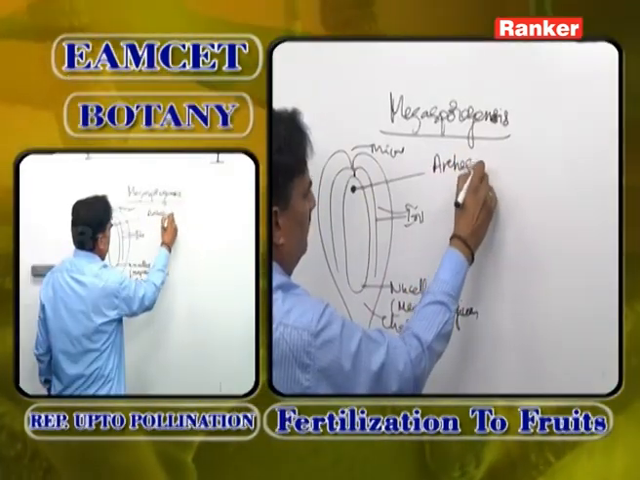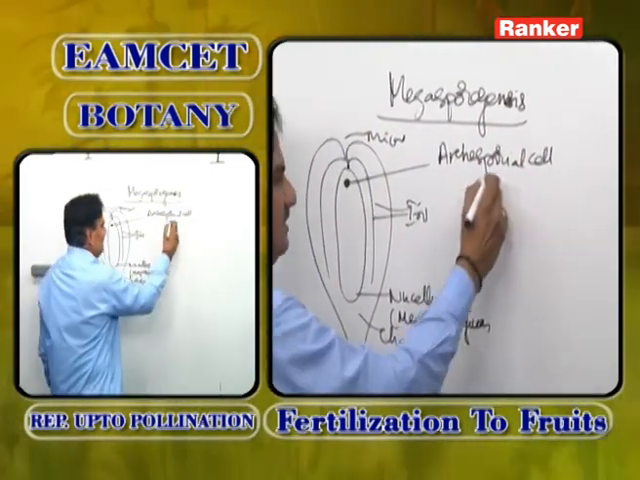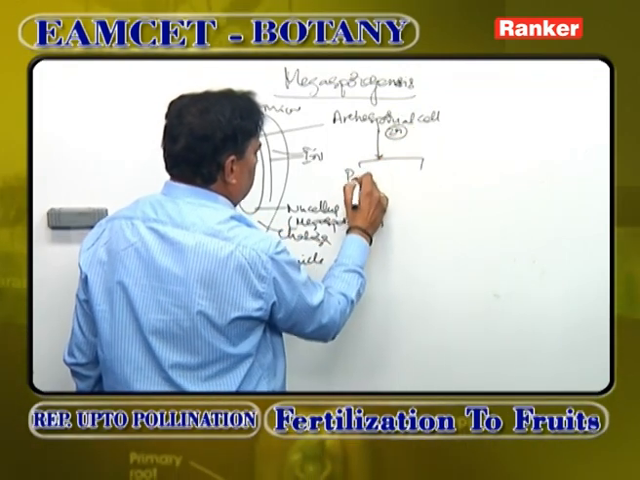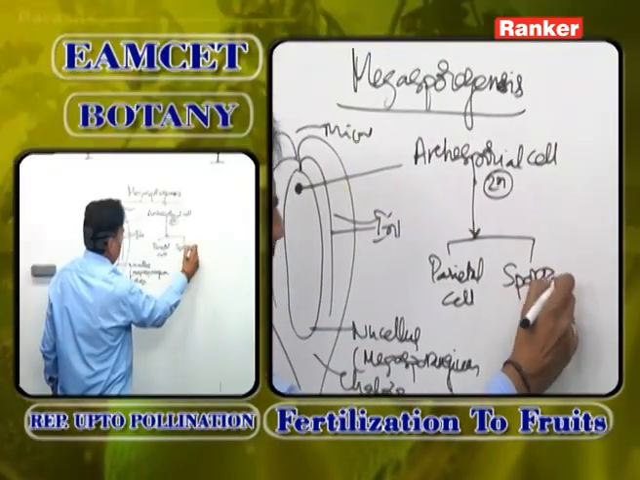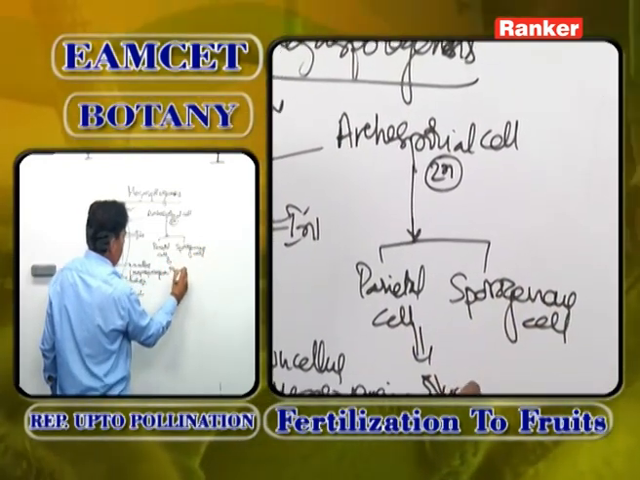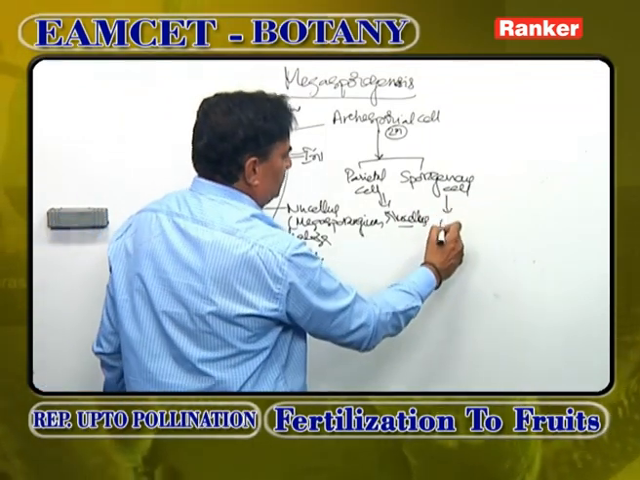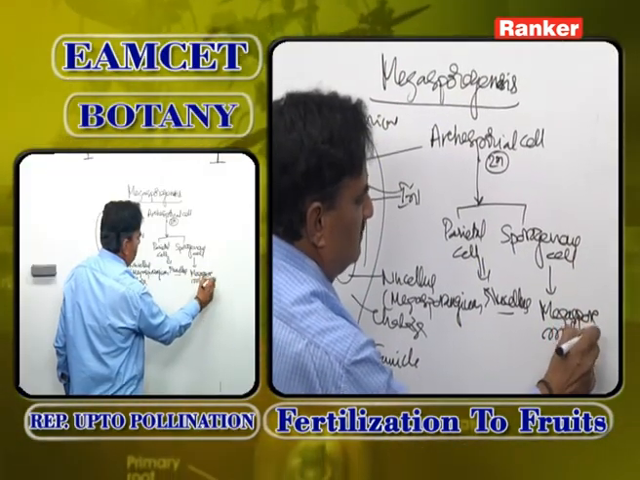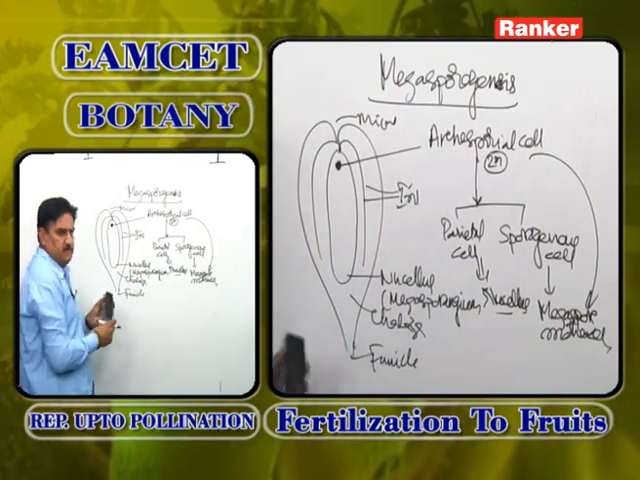This chapter is important, that's why I am discussing it. This archisporial cell is diploid, which divides and redivides to produce two cells. One is the parietal cell, the other is the sporogenous cell. The parietal cell divides and increases the amount of nucellus. The sporogenous cell divides and gives rise to megaspore mother cells. Sometimes the archisporial cell directly gives rise to the megaspore mother cell.